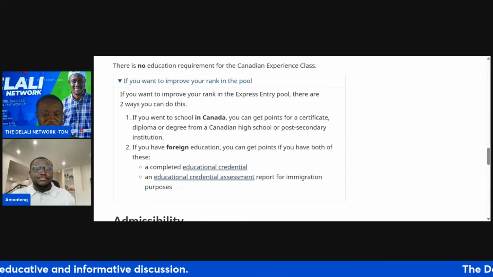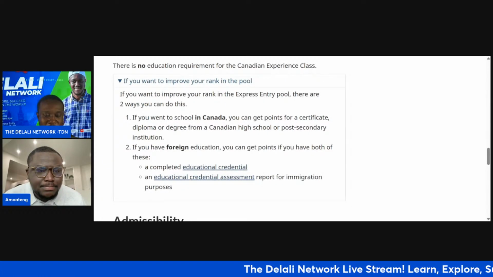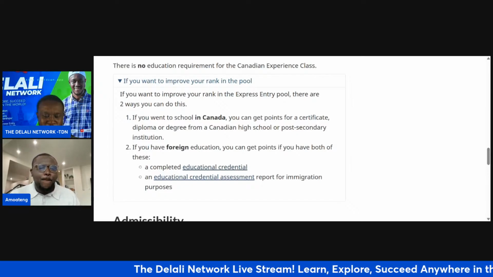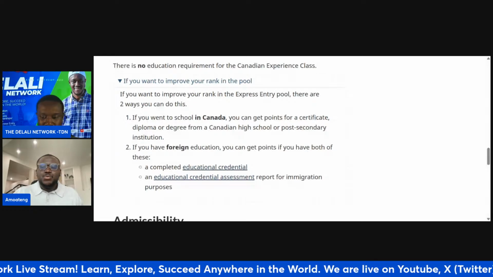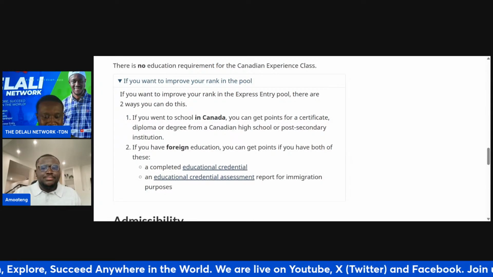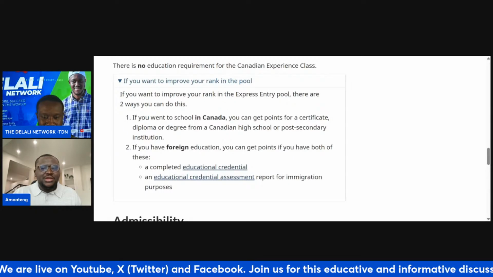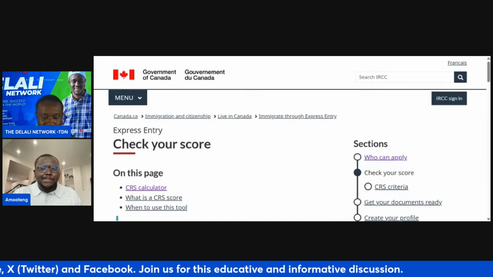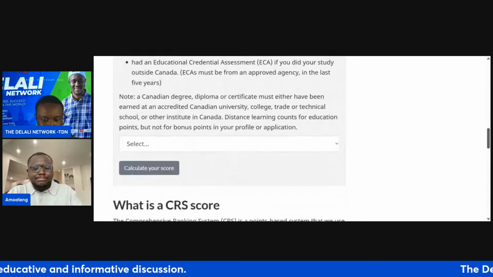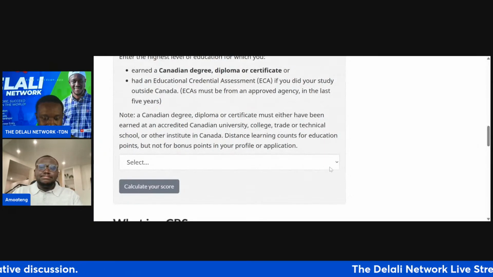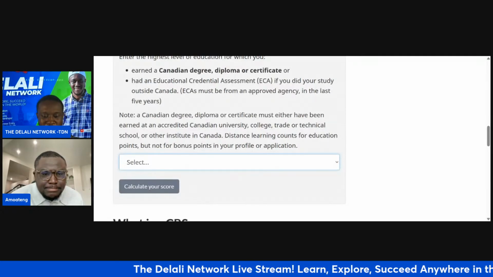Because there is a point in the CRS calculator which mentions two or more qualifications, and one should be some number of years. Let me just try and see if I could find that for us, so that you could clarify that once again. I found what I'm looking for. So what I wanted to show is: two or more certificates, diplomas or degrees.